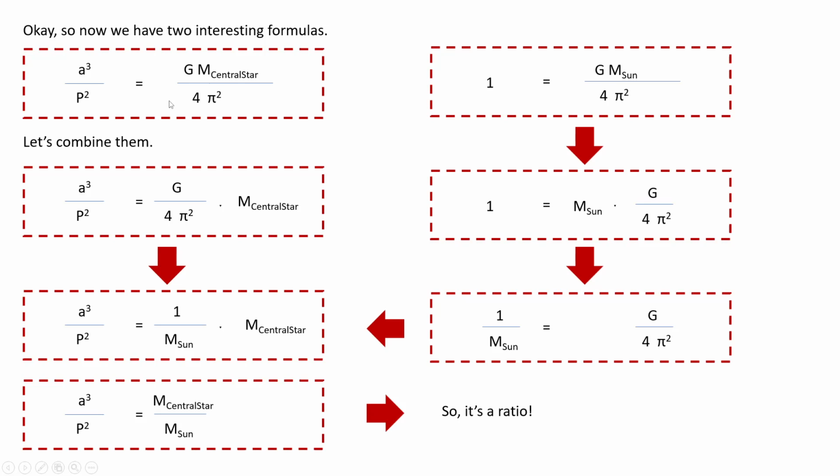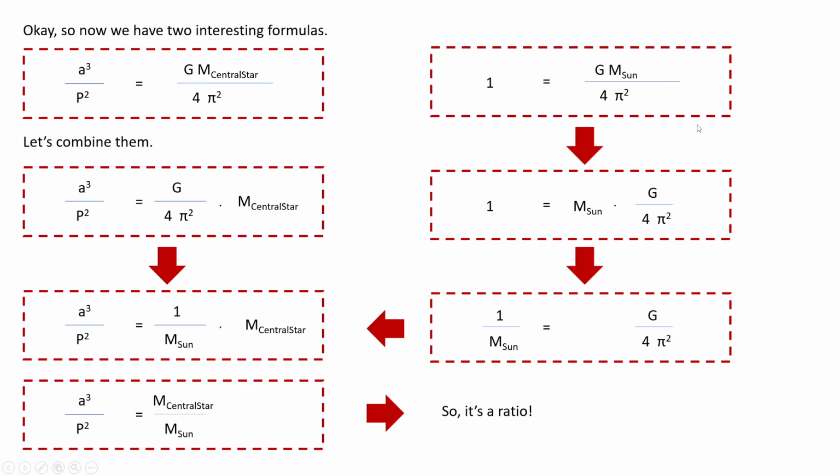So we have two interesting formulas. We have this one, where you can recognize Kepler's third law. And you have this one, where we plugged in some of our values for our sun, our own star. How do we combine them?